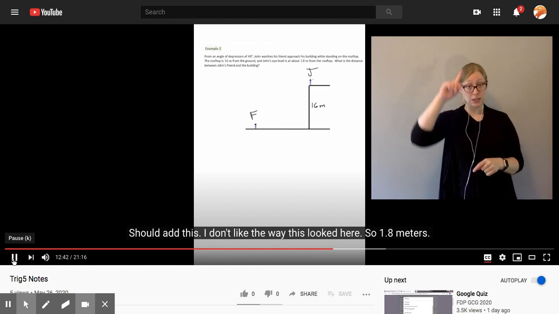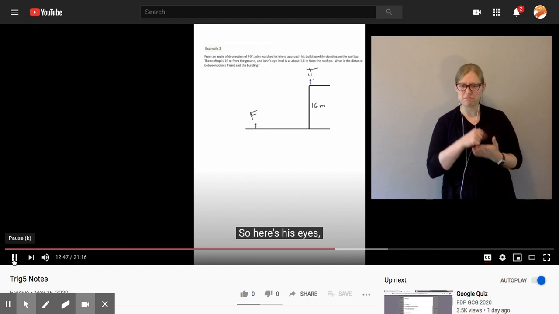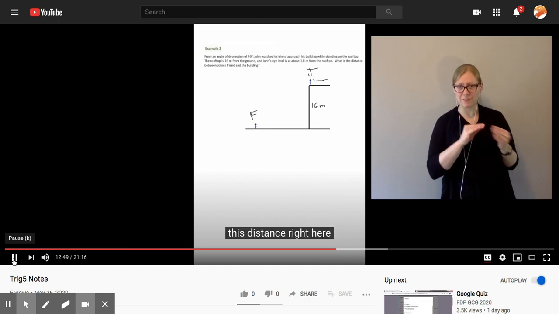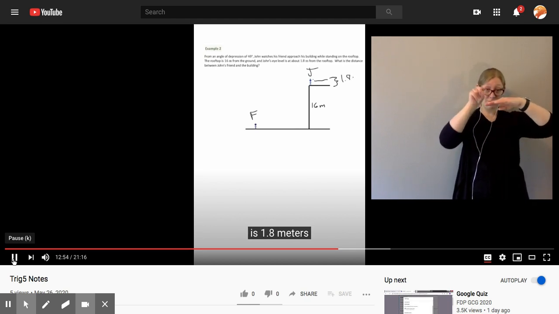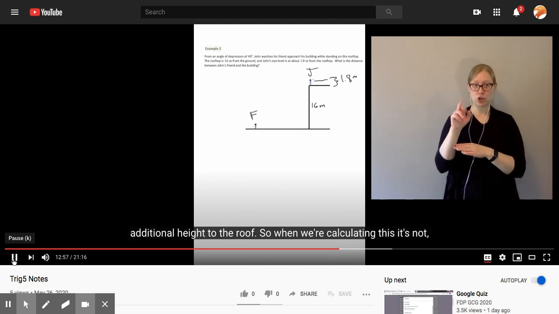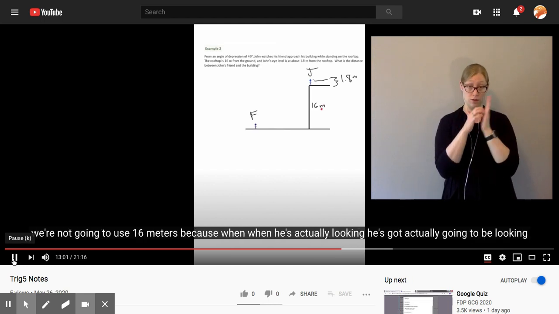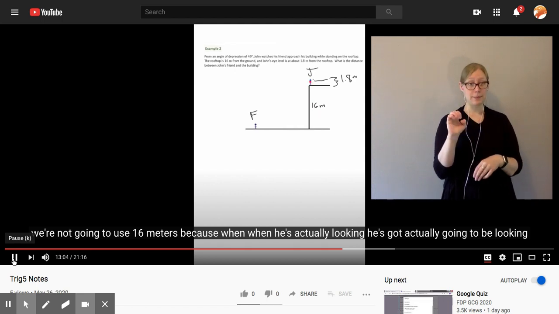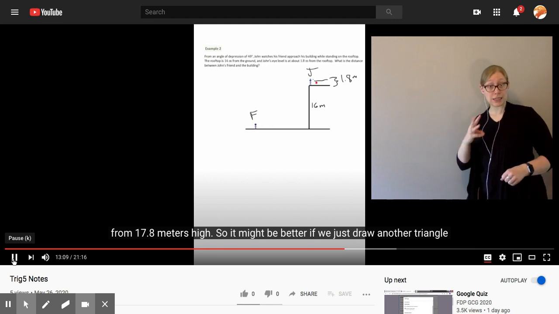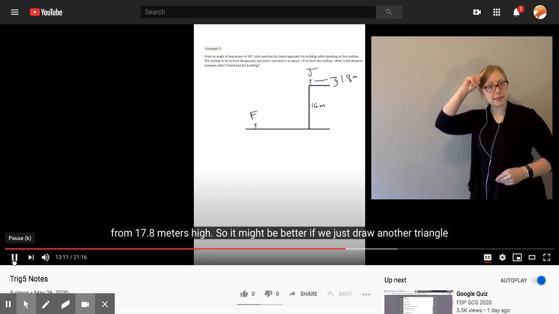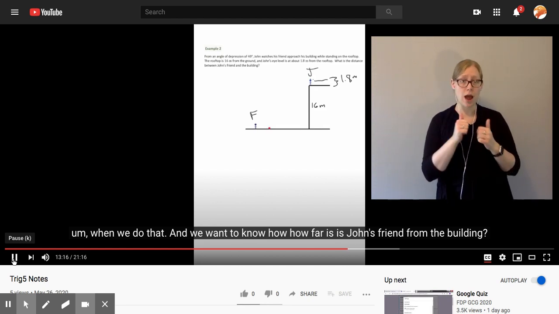Actually, I don't like the way this looked here. So 1.8 meters. So here's his eyes. This distance right here is 1.8 meters additional height to the roof. So when we're calculating this, we're not going to use 16 meters, because when he's actually looking, he's going to be looking from 17.8 meters high. So it might be better if we just draw another triangle when we do that. And we want to know how far is John's friend from the building.